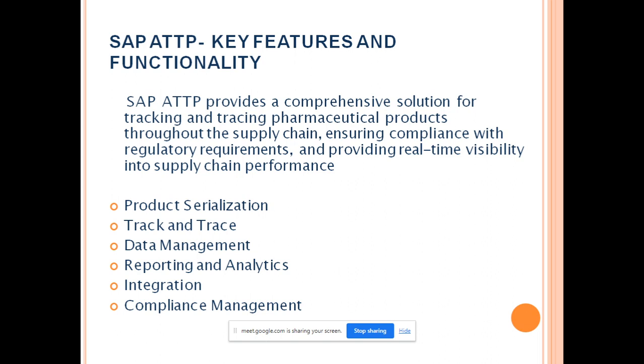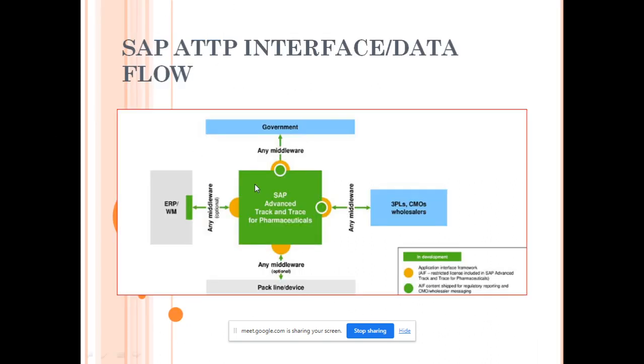Then integration. Let me show you. For example, this is the ATTP system, and it is connected with other systems as well. This is the ERP system, ERP ECC or S/4HANA system. This S/4HANA system is connected with the ATTP system. While doing the transactions, we are going to create batches.